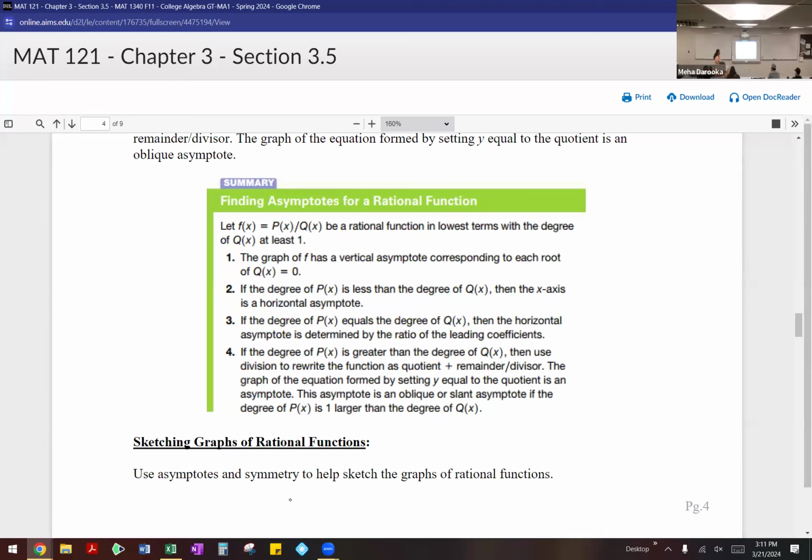If the degree is equal between the numerator and denominator, then it's going to be the ratio of your leading coefficients, right? So they were both x on the top and bottom, like we saw. And then, of course, if the numerator has a higher degree than the denominator, that's when you're going to run into oblique asymptotes, and that's where you use synthetic division to figure those out.